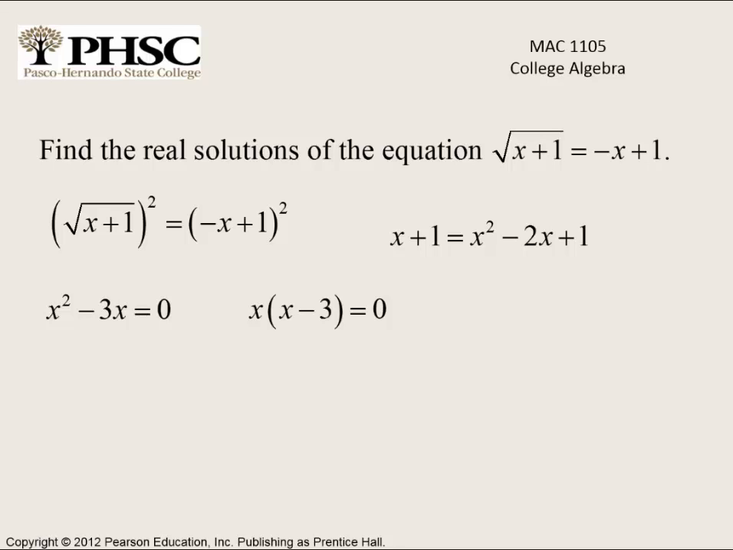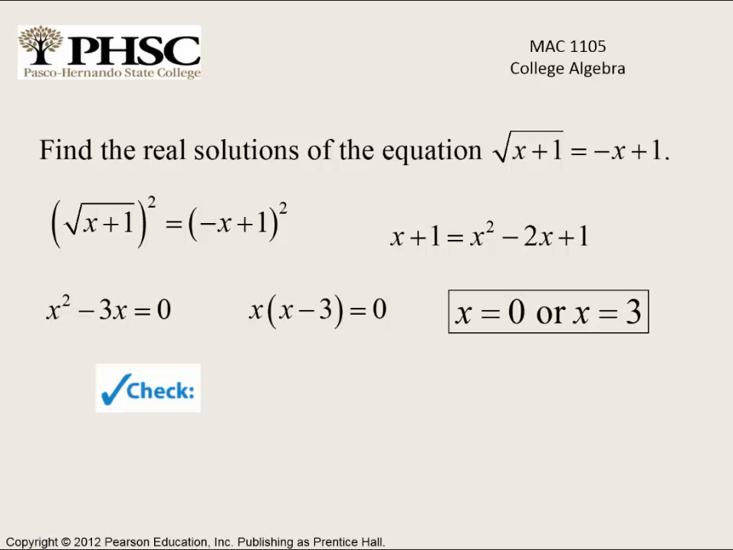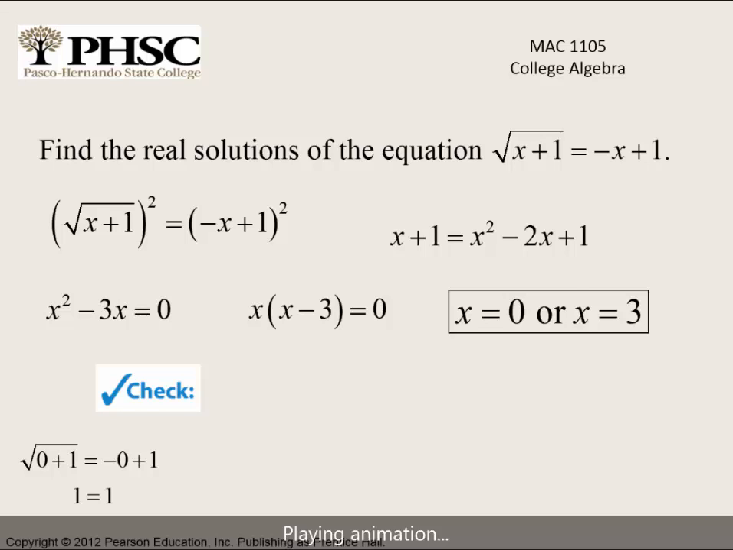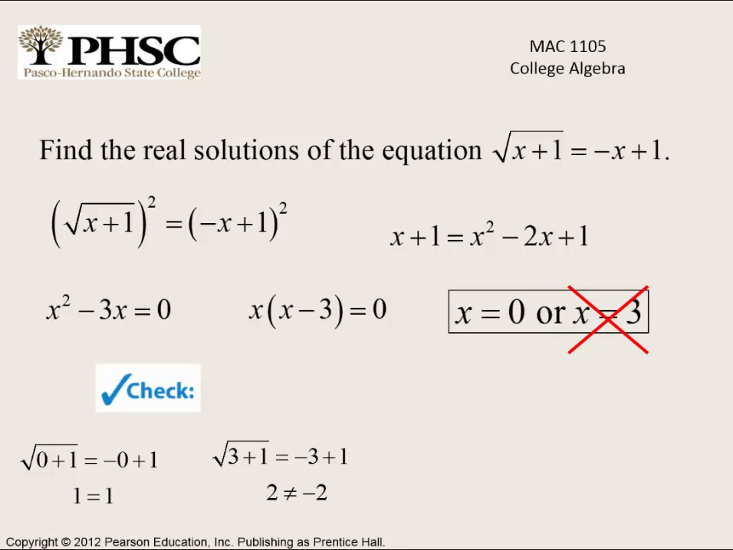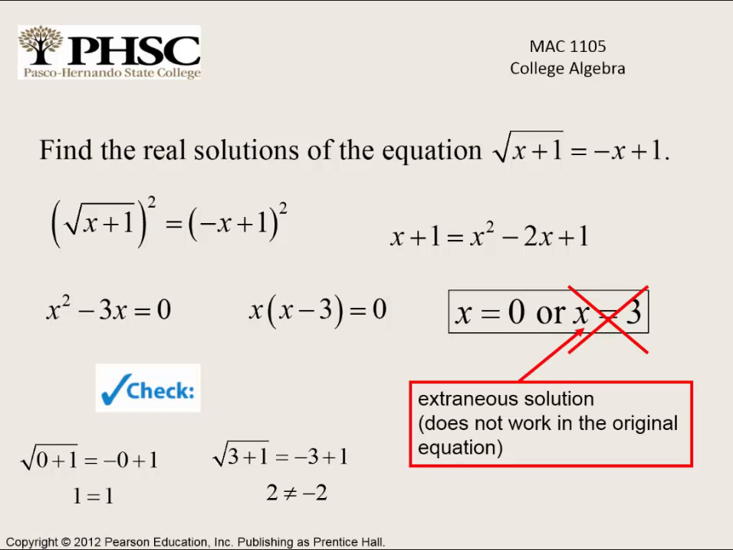Then we set each factor equal to 0, and we end up with x equals 0 or x equals 3. We're going to make sure that they both work, so we check them. We substitute 0 for x, and we get 1 equals 1, so that works out. But when we substitute x with 3, we get 2 equals negative 2. Therefore, x equals 3 is not a solution to the original equation. That's what we call an extraneous solution. It does not work in the original equation. So the solution set is just 0.